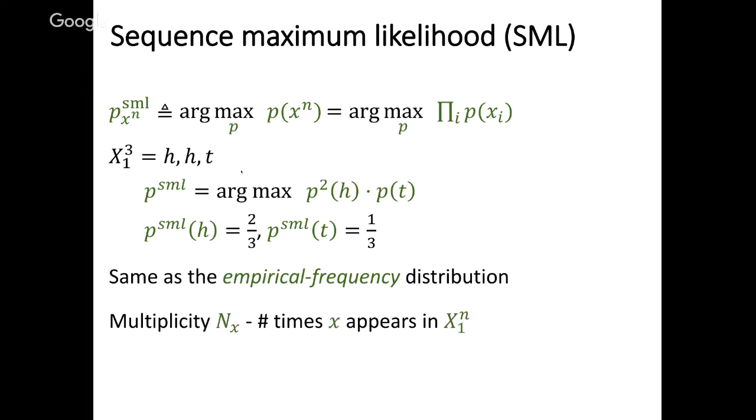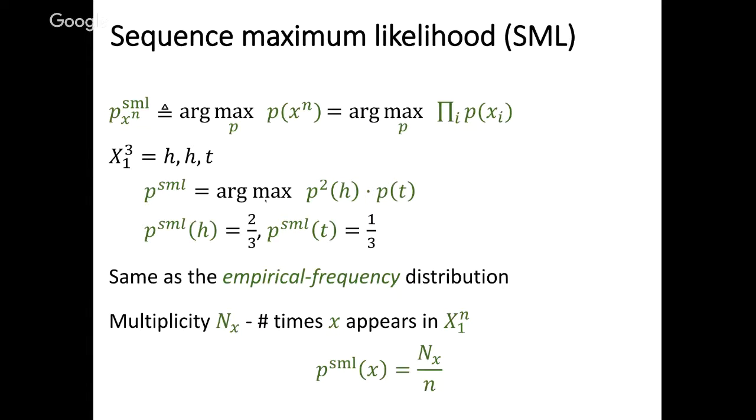Okay, so we need one notation. Let n sub x denote the number of times symbol x appears in x1 through xn. In the n samples that we have, n sub x denotes the number of times x appears. Then the sequence maximum likelihood distribution will assign probability nx over n to symbol x. So in the heads, tails example, nh, the number of heads, is 2, and nt, the number of tails, is 1, and small n is 3, and therefore the probability of heads will be 2/3 and the probability of tails will be 1/3. Okay, so you do this once you obtain the n samples. You find the maximum likelihood distribution, or the empirical distribution, and just plug in.